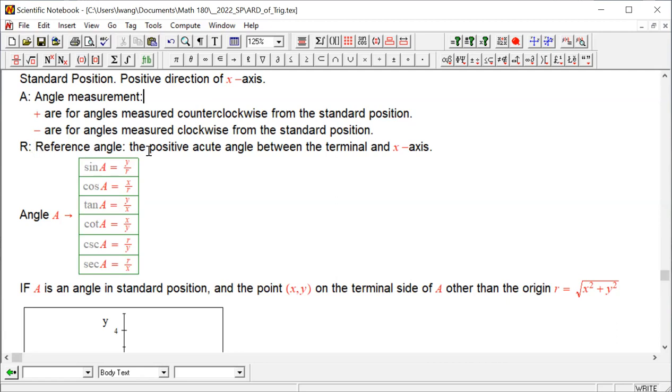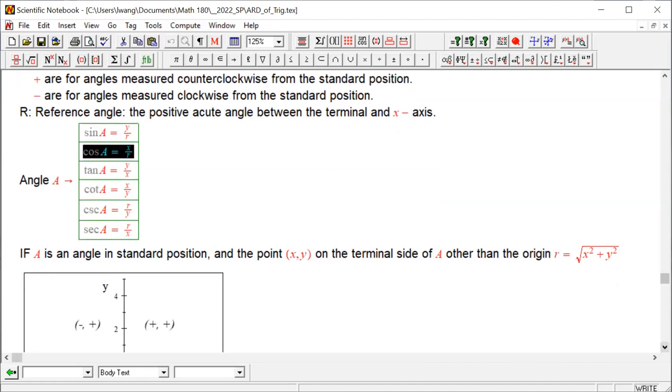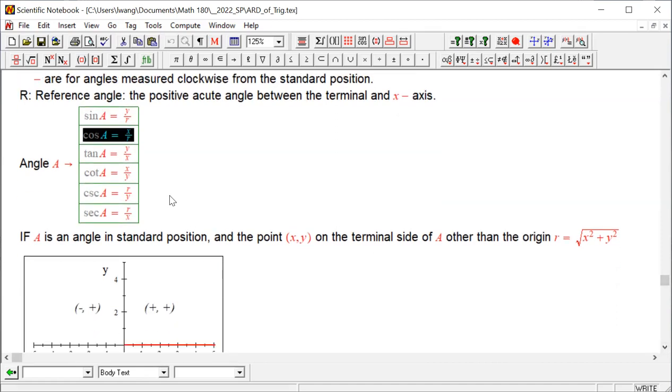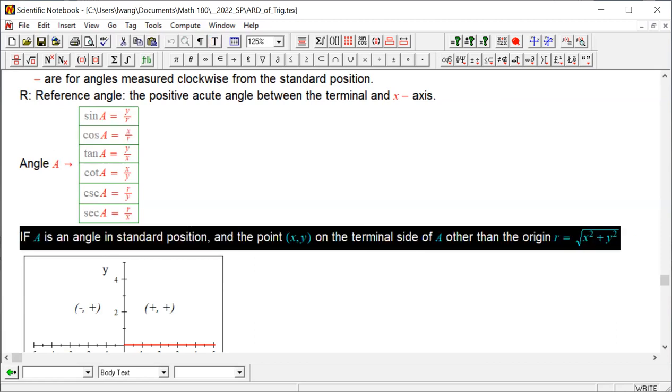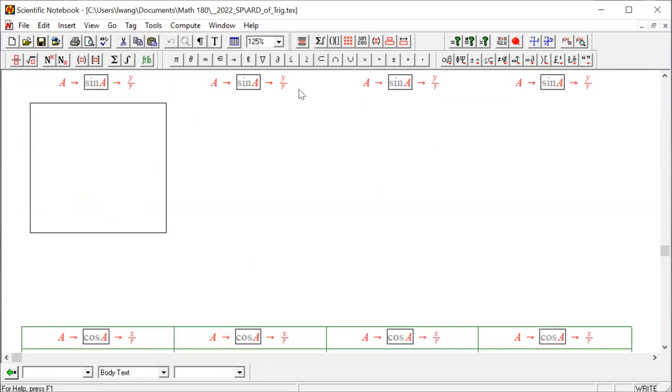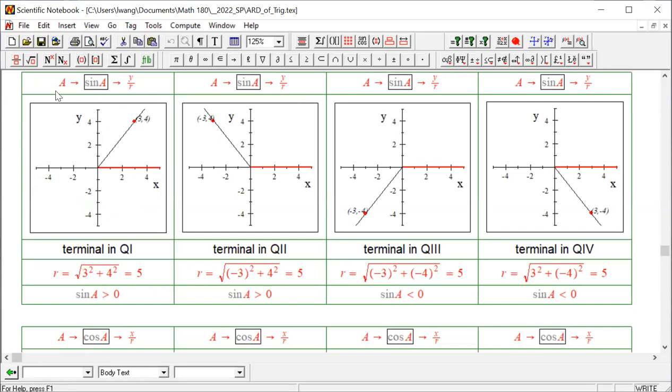Secondly, reference angle. Reference angle is the positive acute angle between the terminal and the x-axis. We haven't really used reference angle yet, but we will. Then we introduced the definition and talked about its application to sine and cosine, while the terminal could be in a different quadrant. Our definitions are right here, and today we're going to continue with tangent and cotangent.